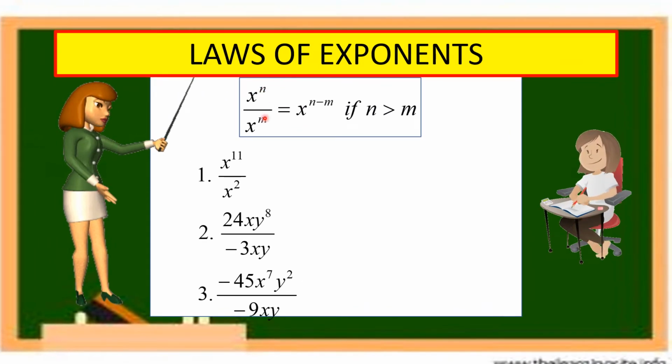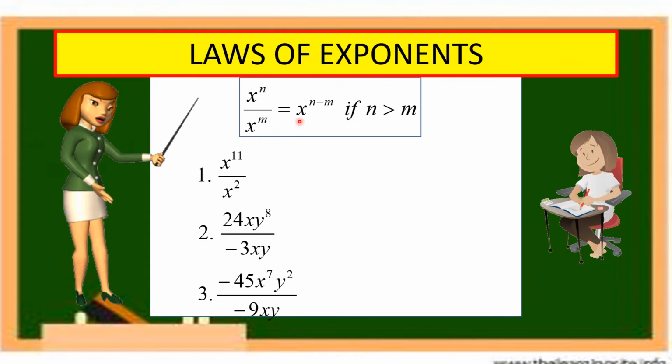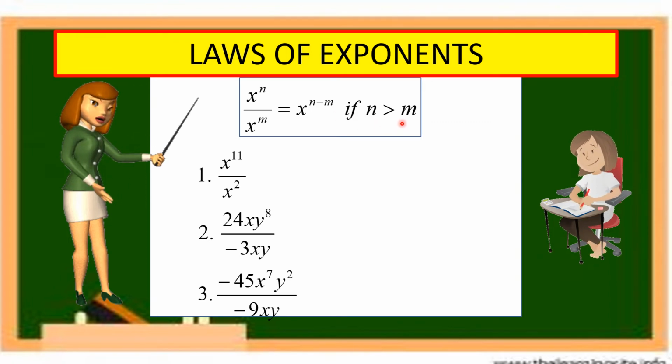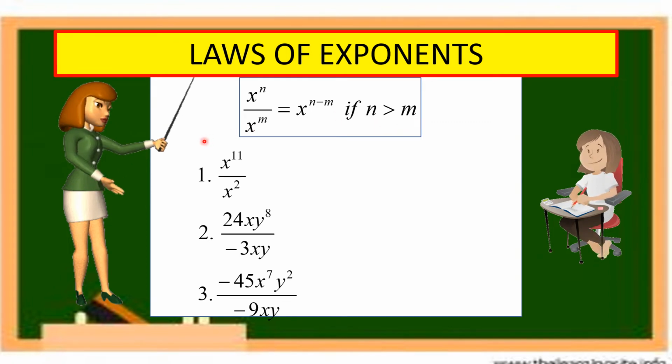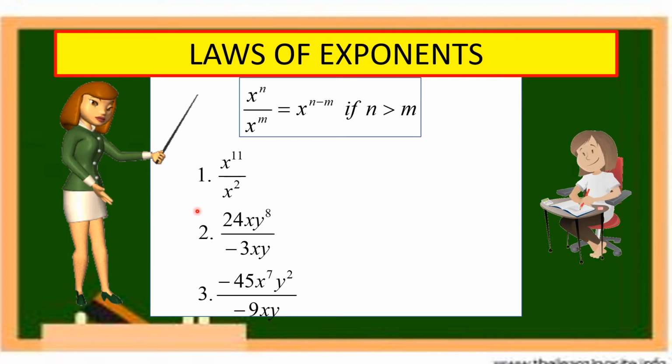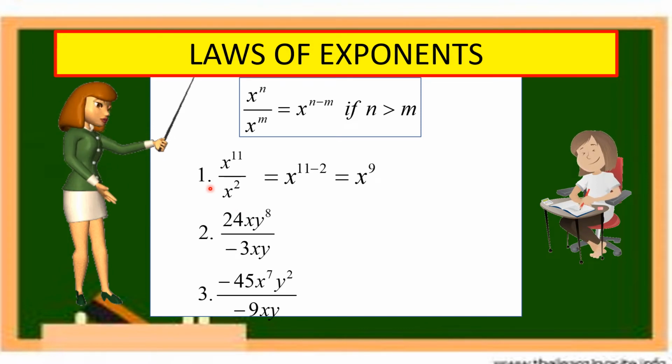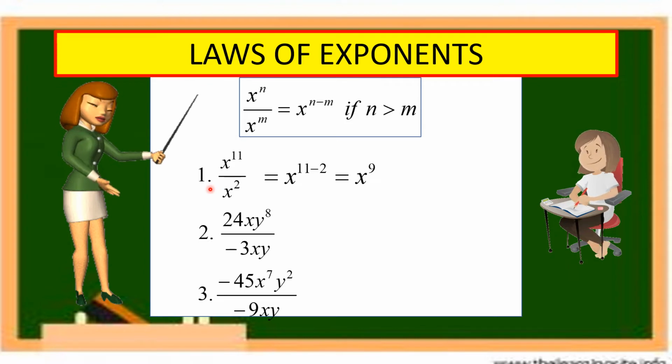x raised to the m divided by x raised to the n equals x raised to m minus n if m is greater than n. It means that we need only to subtract the exponents: 11 minus 2, that is x raised to 11 minus 2, and 11 minus 2 is 9. That is x raised to the 9th power.